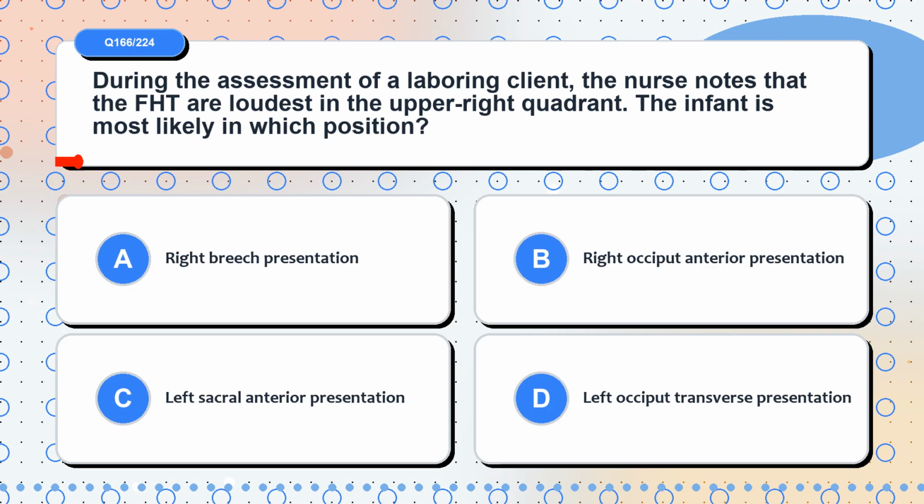Question 166. During the assessment of a laboring client, the nurse notes that the FHT are loudest in the upper right quadrant. The infant is most likely in which position? Here are the options. Option A. Right breech presentation. Option B. Right occiput anterior presentation. Option C. Left sacral anterior presentation. Option D. Left occiput transverse presentation.